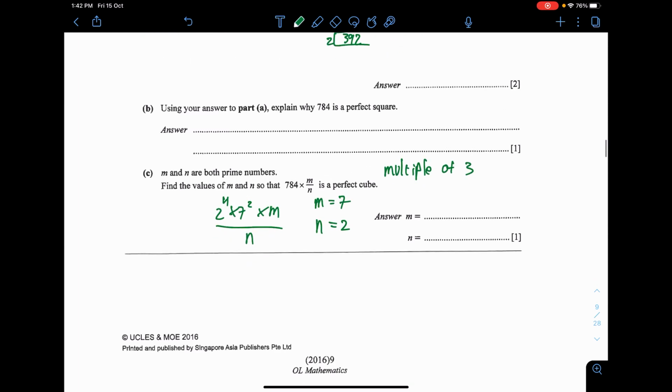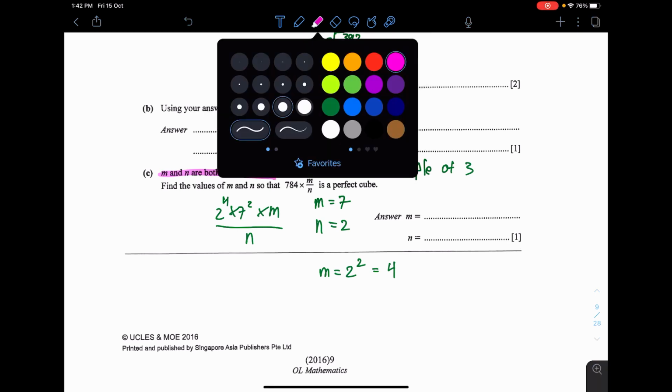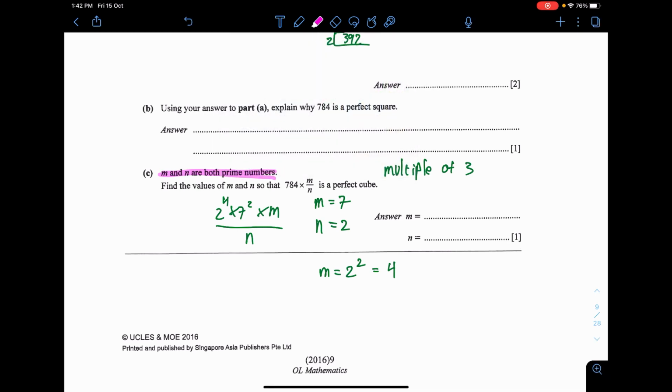Now, why don't I just make the 2 power of 4 into 2 power of 6? Meaning m equals 2 power of 2. 2 power of 4 times 2 power of 2 is 2 power of 6. Well, the problem is that if I let m be 4, this is not a prime number. Pay attention, the question says m and n are prime numbers. So that's the reason why I don't pick m equals 4. I have to put m to be 7.